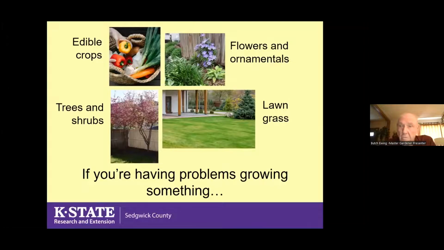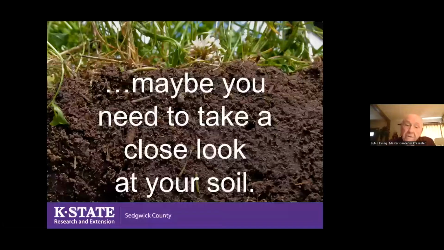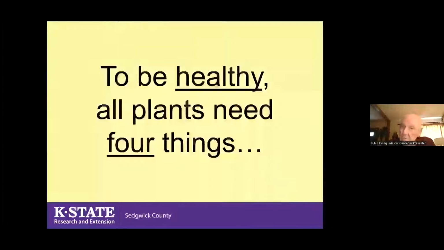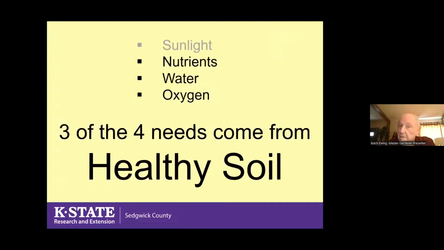So it doesn't matter what you want to grow, whether it's edible crops or ornamentals, or maybe you just want to grow trees and shrubs or some good lawn grass. If you're having some problems growing anything at all, and it's obviously not a pest or a disease problem, then maybe you need to take a closer look at your soil. Because to be healthy, all plants need four things. They need sunlight, nutrients, water, and oxygen. And three of those four needs come from a good, healthy soil.